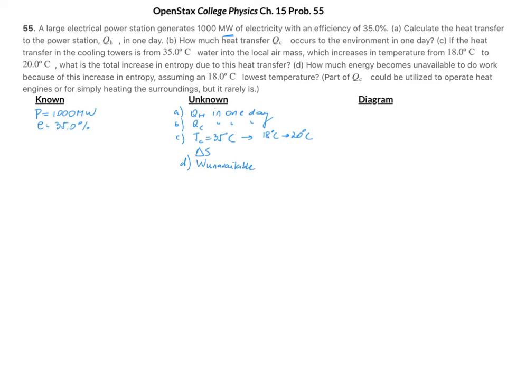All right, so the diagram is basically the diagram of a heat engine. This is the power station. It gets energy, so this would be the QH. It does work and it sends some heat into the environment. As I said before, power is work divided by time, which means that work is power times time. But I'm not looking for the work. I want the QH.